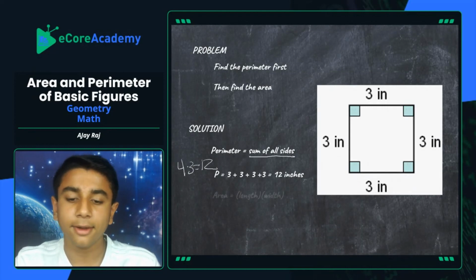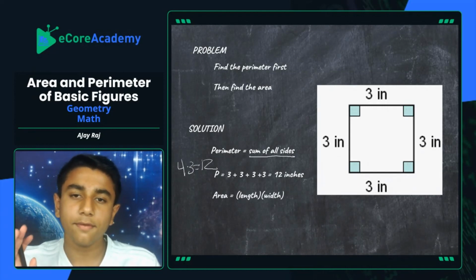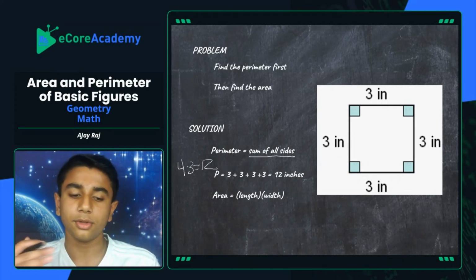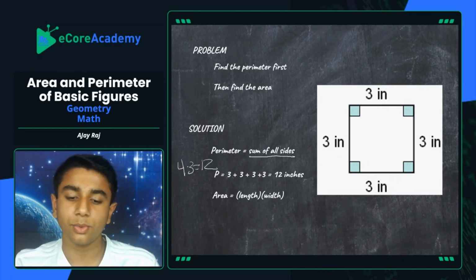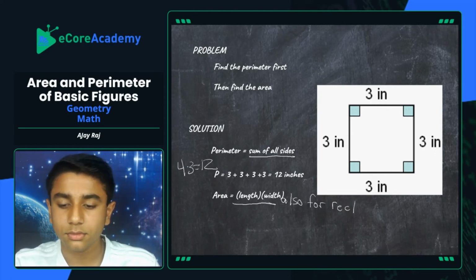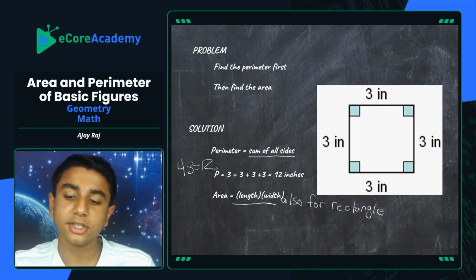And now we're going to find the area of this figure. The area of a rectangle and a square have the same exact area formula, and the area for any square, including a rectangle, is length times width. So that's also for a rectangle. I'm just going to write that here. A length is basically how long a figure is, and a width is how wide it is.